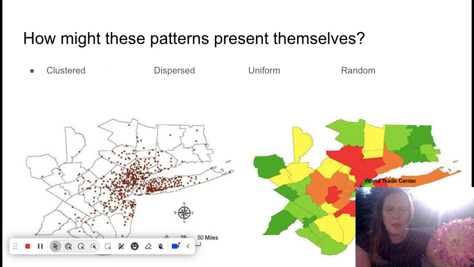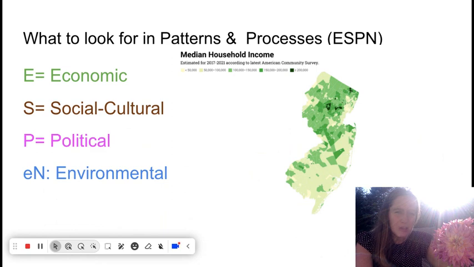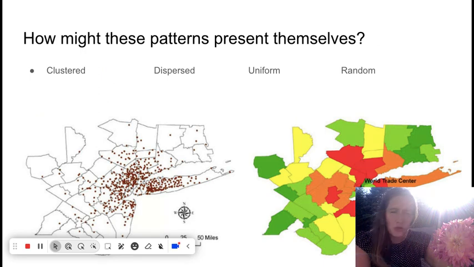Also think of how these patterns might present themselves. So, is there a pattern to that green? Maybe you can connect the pattern, extending from Philadelphia to New York, or maybe you're focusing on different areas. Is there a pattern or is there not? Well, you can have clustered patterns.